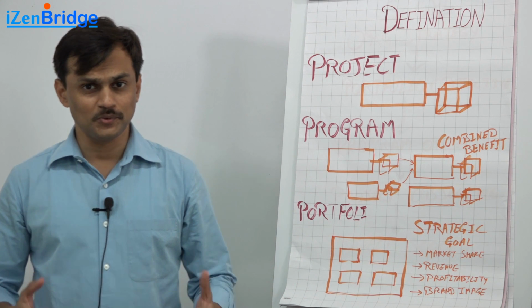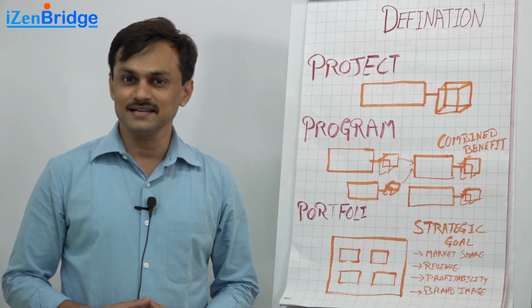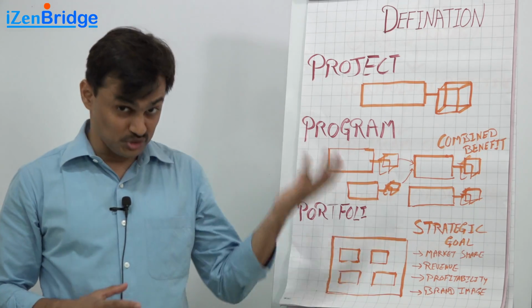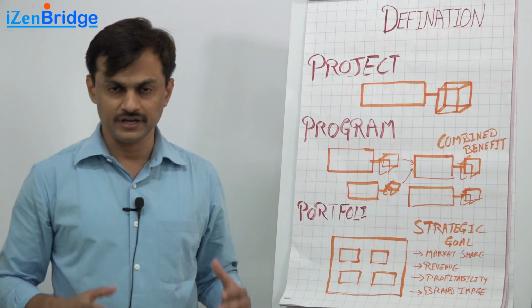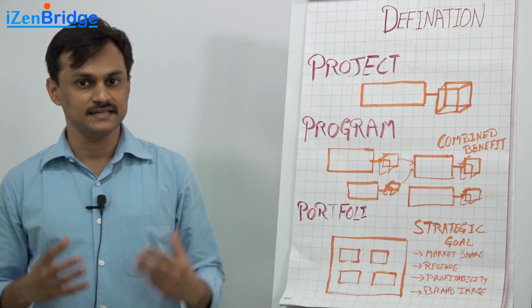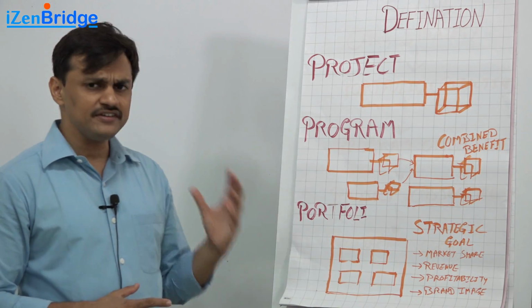We have been talking about project, program and portfolio, and the PMBOK Guide 6th edition has a nice table which looks at various aspects of project, program and portfolio management and elaborates how they are different in these three. So I thought, why don't I pick up some of those aspects and discuss them in this particular video. The table first talks about the definition.